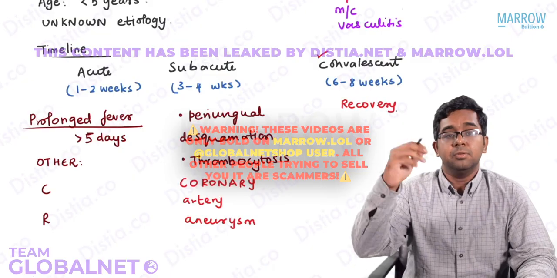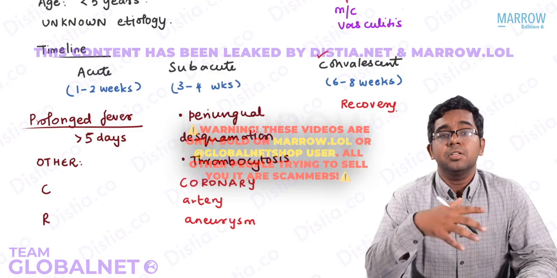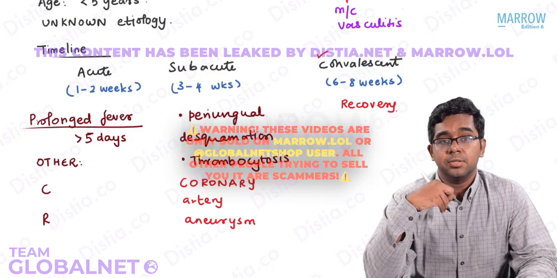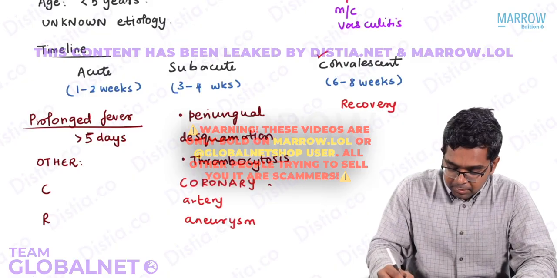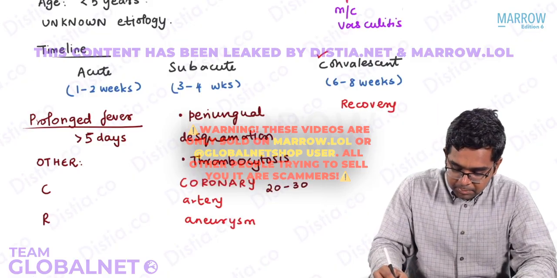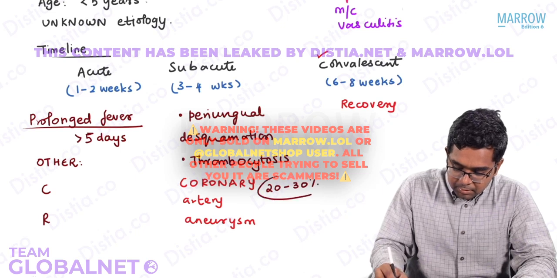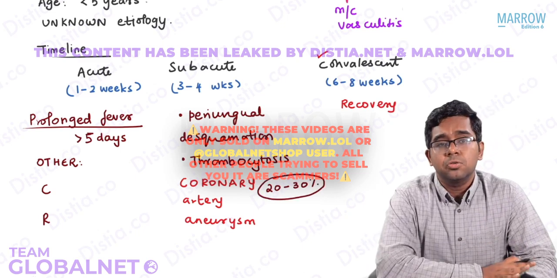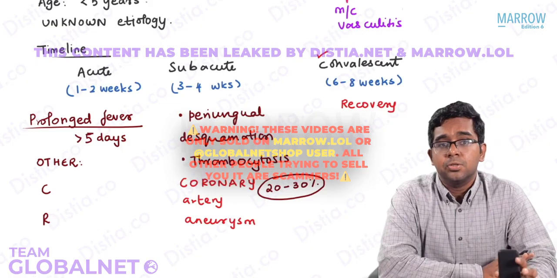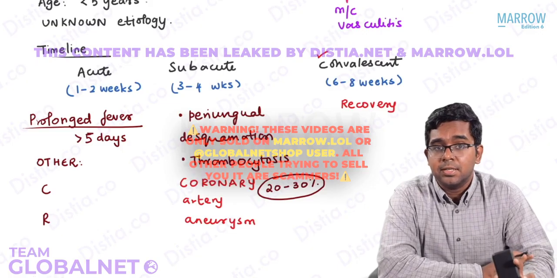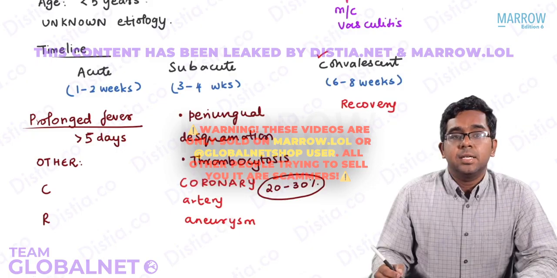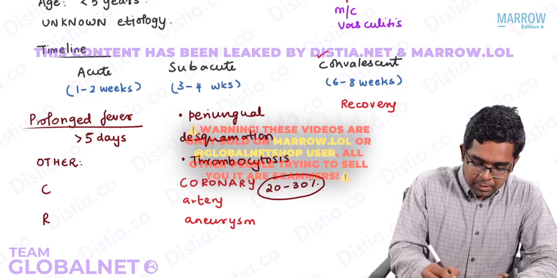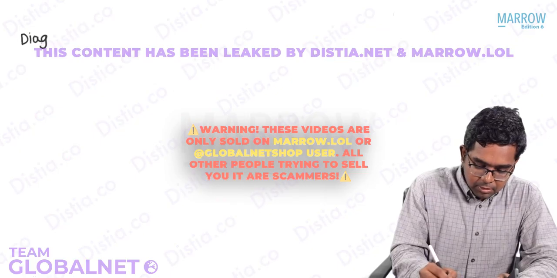However, before reaching the recovery state, some children can develop coronary artery aneurysm, and the incidence of coronary artery aneurysm is somewhere between 20 to 30%. That's a high number, and considering that it's the most common vasculitis in India, you should always try to diagnose this condition very early or in the acute phase of illness. That is what brings us to the diagnostic criteria for Kawasaki disease.